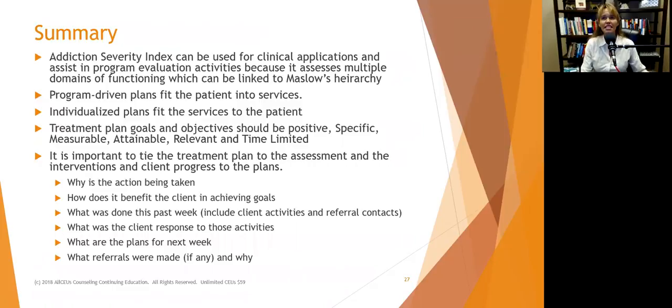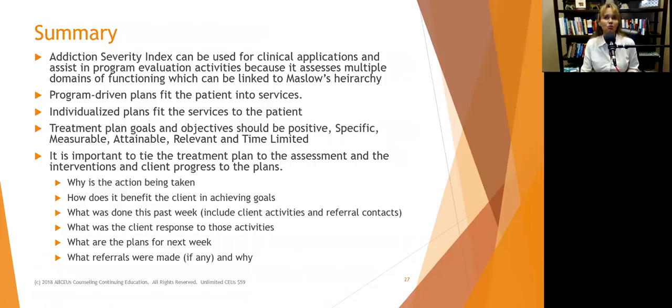What was done this past week? Include client activities and referral contacts. We want to make sure that it's clear in the chart how the client is progressing. You can give them a great treatment plan, and if they stay on problem 1A for the entire 60 days, it's going to be a problem. So we want to make sure that we're charting forward progress.